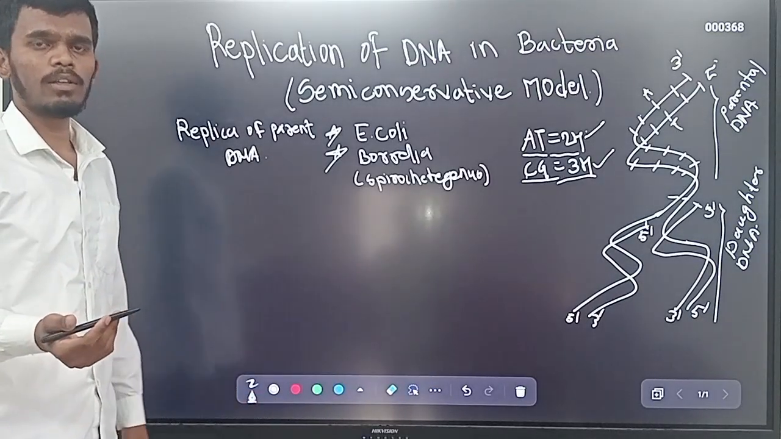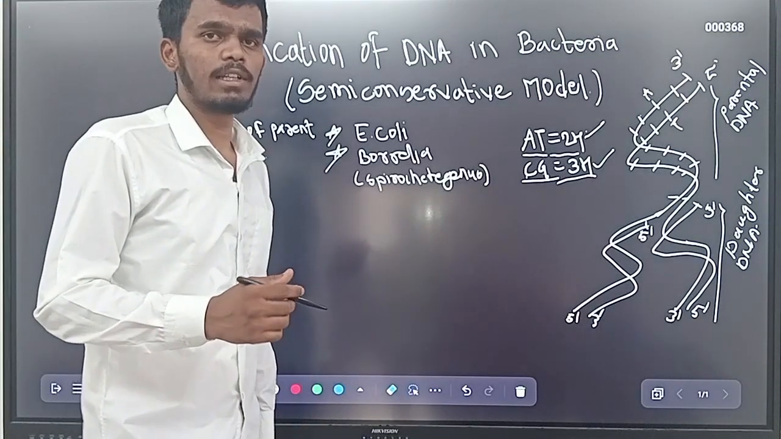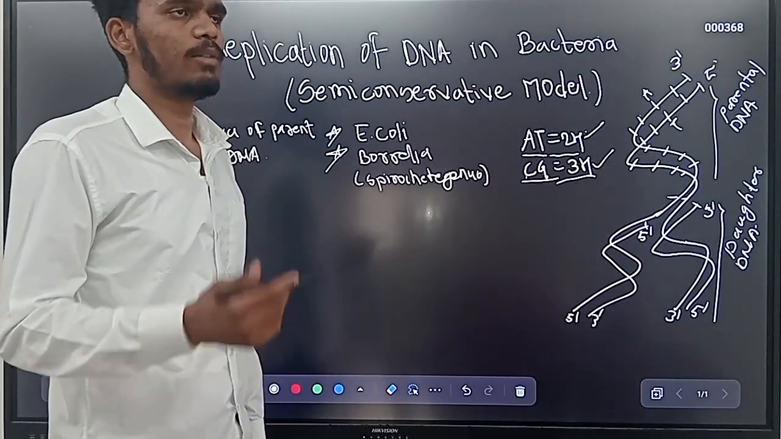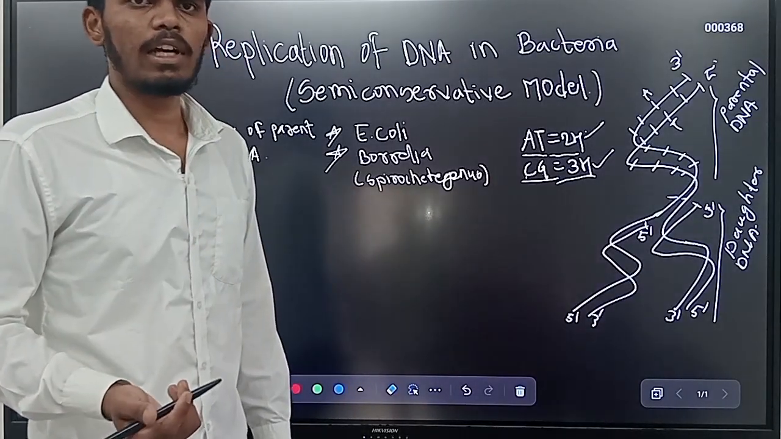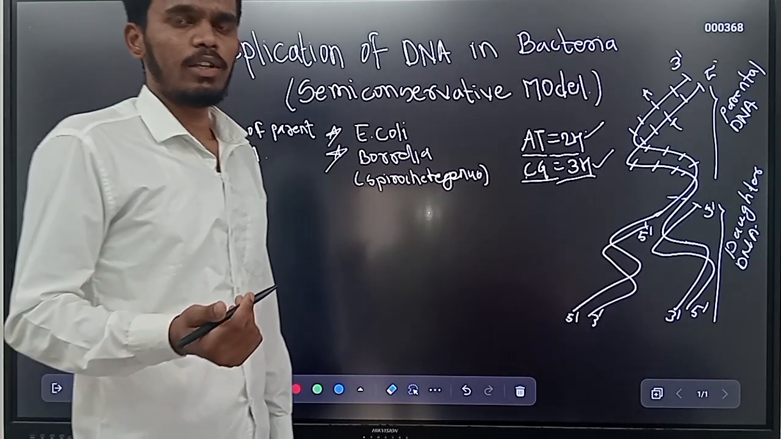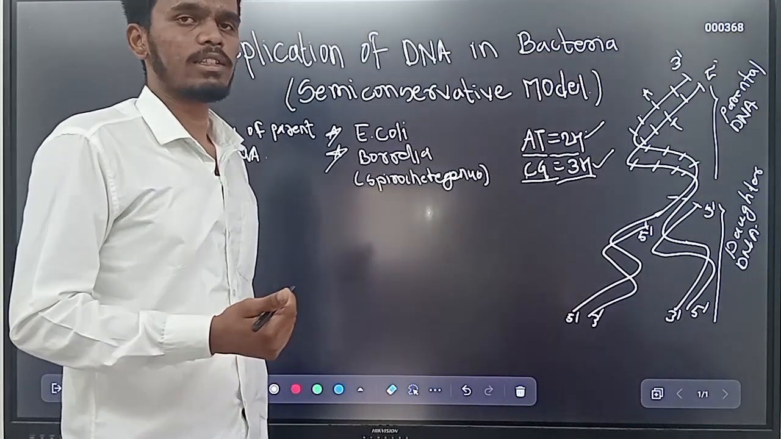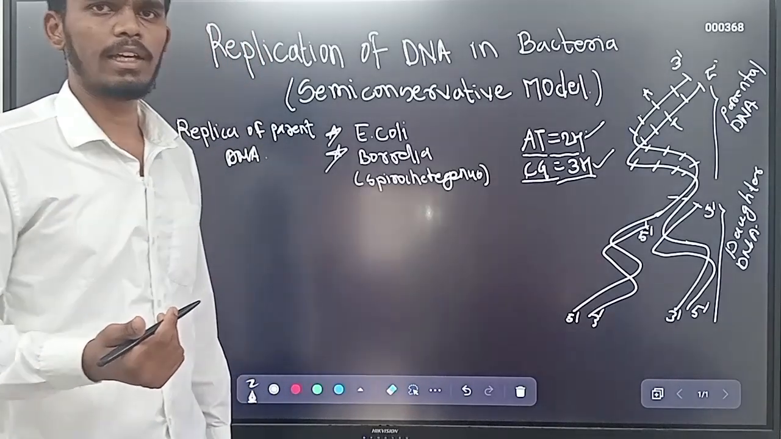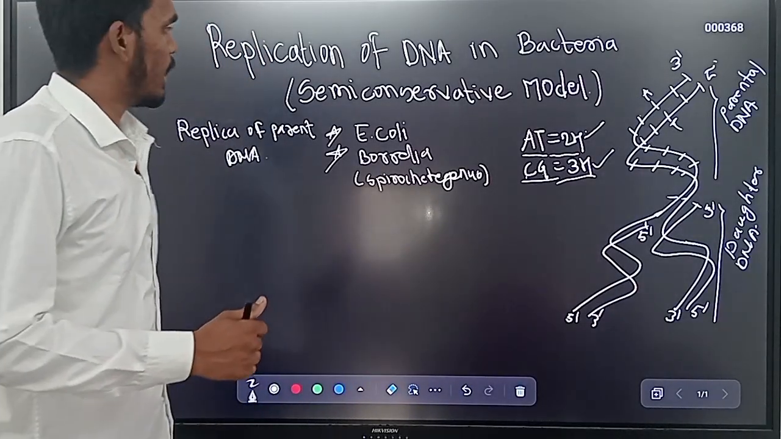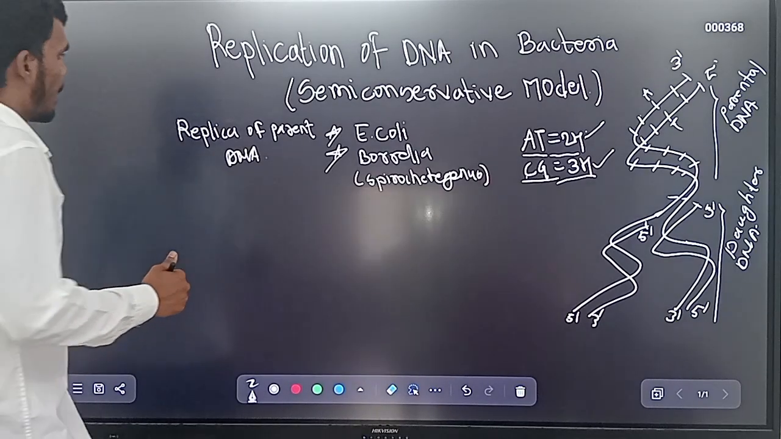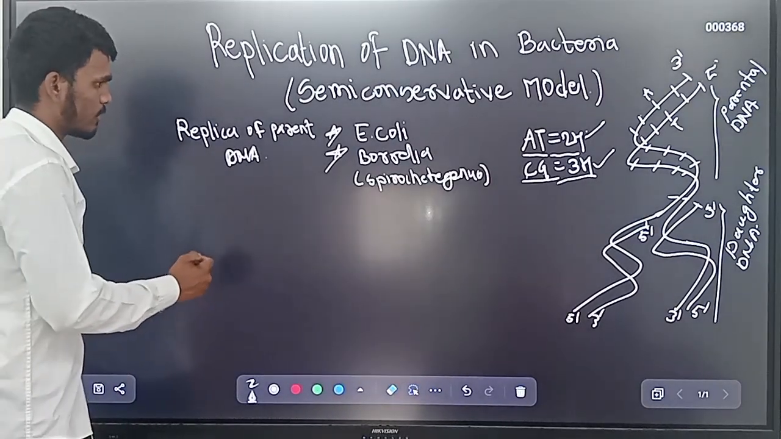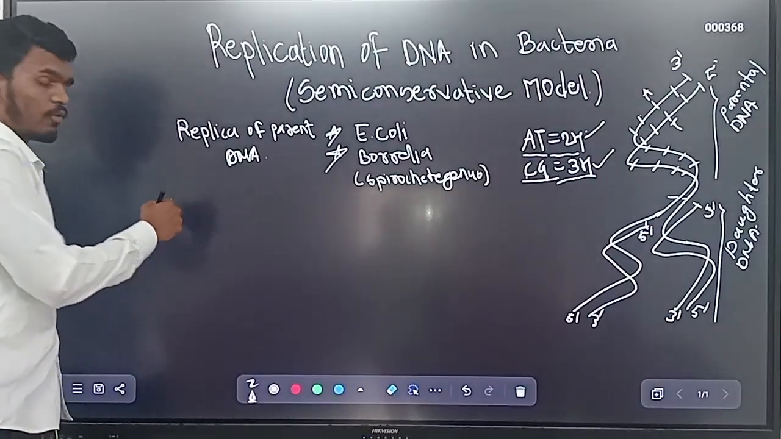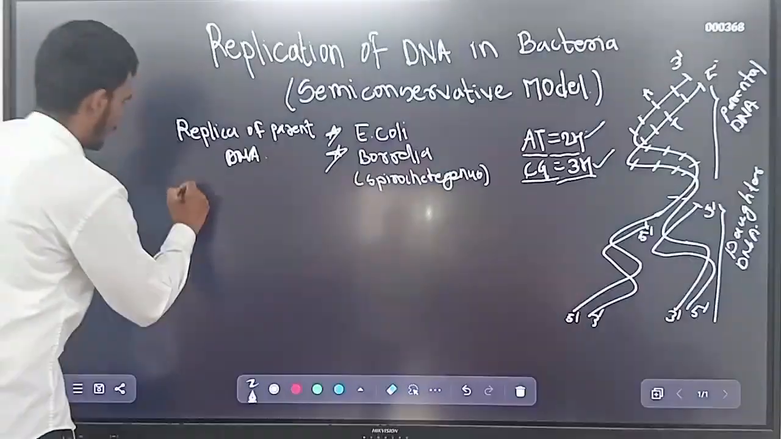There is a simple model or experiment. It is called the Meselson and Stahl experiment. The semi-conservative nature, the bidirectional nature, and the Meselson and Stahl experiment are some of the important points that get asked in DBT JRF, CSIR NET, and GATE exams. Now I will explain why it is called semi-conservative in nature, and what the Meselson and Stahl experiment is.